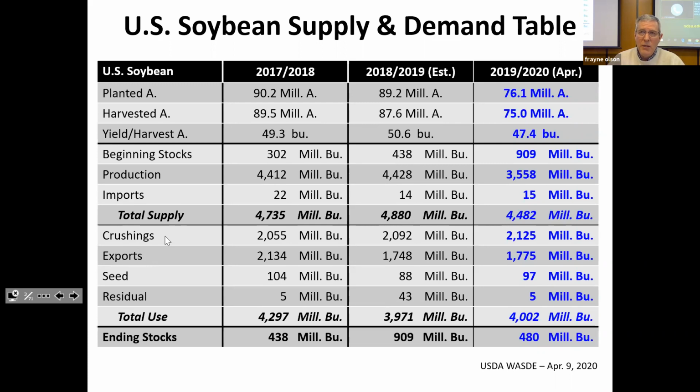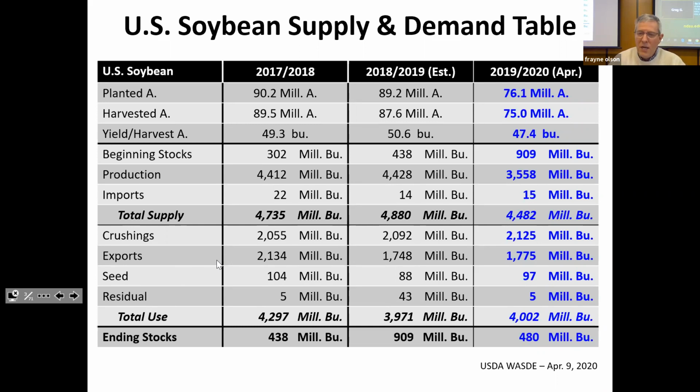Now, USDA looks at some major categories. They're looking for just big buckets of use. So in the case of soybeans, our big buckets for use would be crushing and exports. We do have some seed. Some of the crop is held back for seed. And we've got this thing called residual, which I'll talk about shortly.